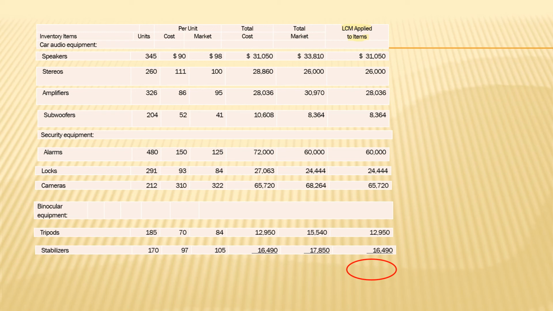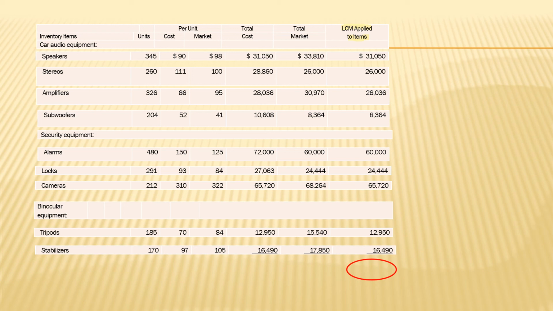Then I'm going to compare the fifth with the sixth column, the total cost column with the total market column, and see for each item which number is the lower. And I select the lower one, either the cost or the market. For example, for the speakers here, the total cost is 31,050 and the total market is 33,810. So when I apply the LCM to items, I'm going to select the lower one, which is the total cost, 31,050, as you can see here in the last column.